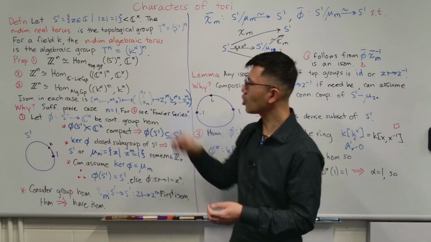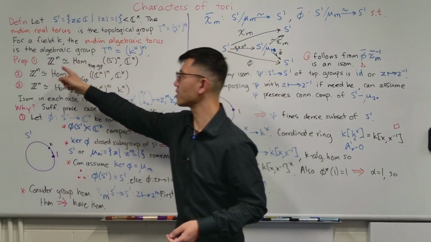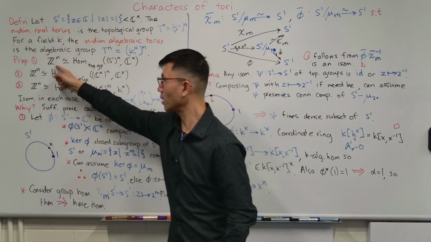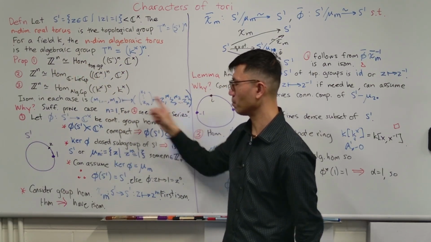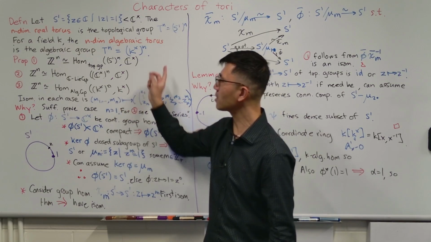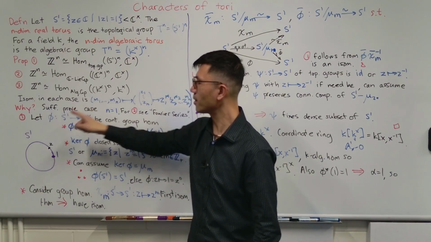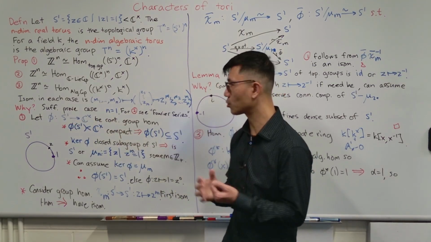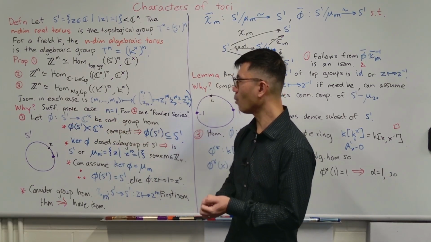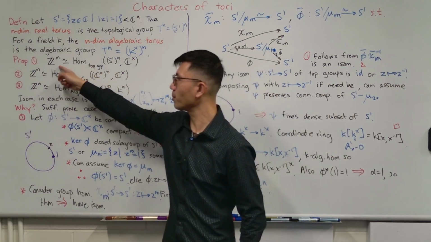So you just have to show that everything on the right-hand side has the form of something coming from the left-hand side. In other words, it has this form. So we're going to pick something on the right-hand side, n equals 1. So phi goes from S1 to C cross. That's going to be a group homomorphism, a continuous group homomorphism. And what you want to show is it's of the form coming from the left-hand side.